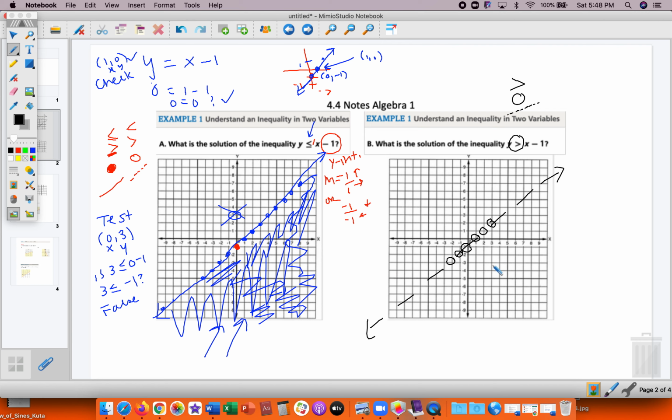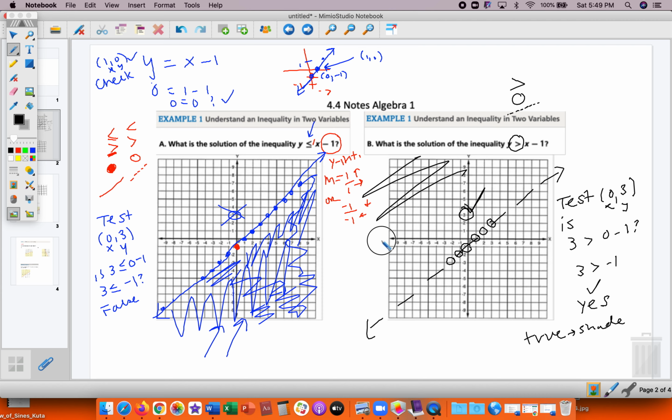And then we need to test to see where the true statements are. So again, I can try 0, 3. It doesn't matter which side you test. So let's test 0, 3. Is 3 greater than 0 minus 1? Is that true or false? Is 3 greater than -1? Yes. True means shade. So we're going to shade this side. So all of the solutions lie in the shaded region.